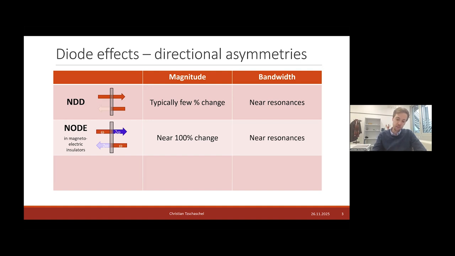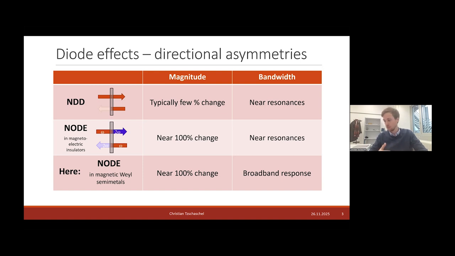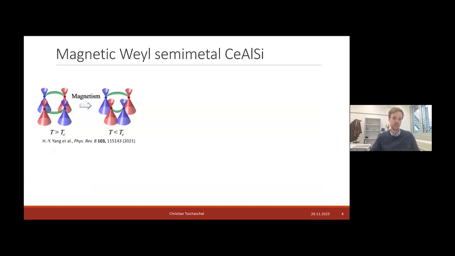What I want to show you in this presentation is that if you consider a nonlinear optical diode effect in a magnetic Weyl semimetal, you can also achieve a near 100% directional change of SHG intensity, but you gain a broadband response due to the electronic band structure of the Weyl semimetal. So this is essentially the bottom line of this presentation. And if you remember nothing else, just remember that because of the electronic band structure of Weyl semimetals, you can get optical broadband responses.